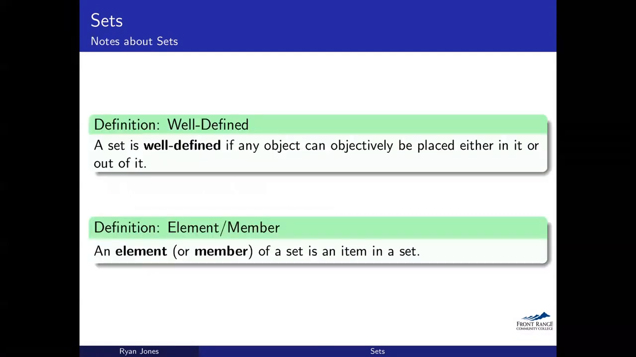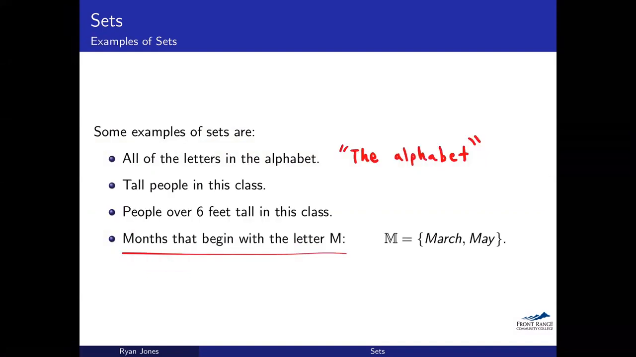So let's look here at some little comments on sets, and we're going to start off with this idea of a set being well defined. What I mean here is a set is well defined if I can take an object, take something, and place it in the set or not place it in the set. If I definitively know whether or not it can be in that set, that tells me it's well defined. So let's come back over here.